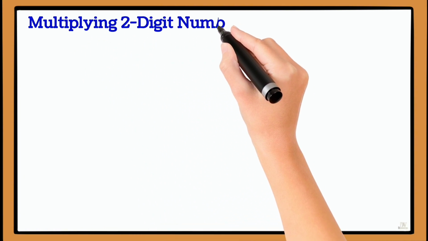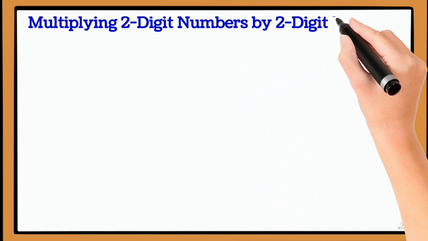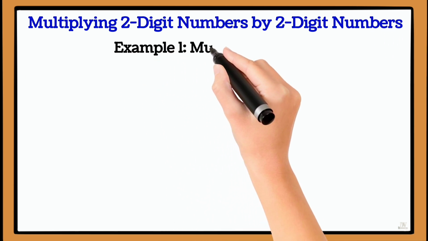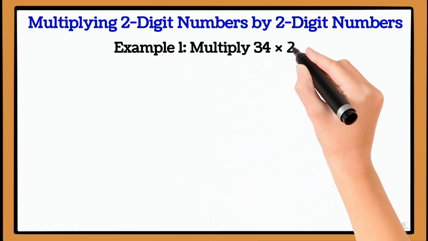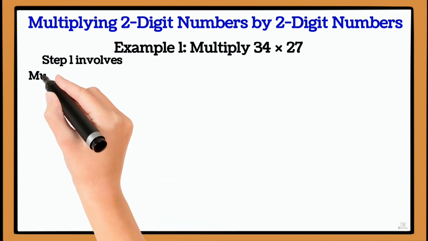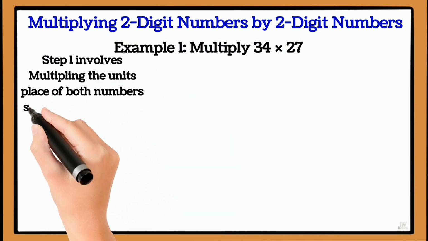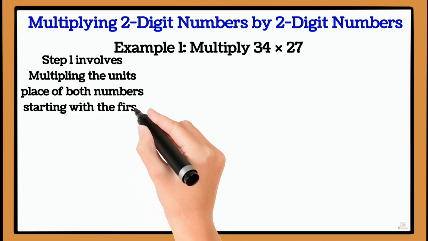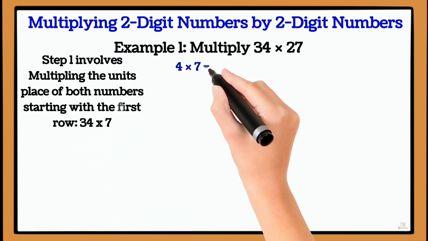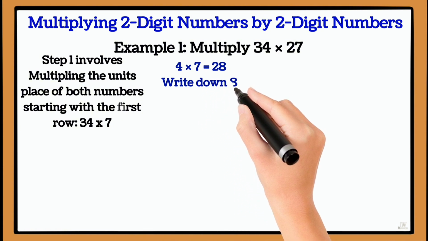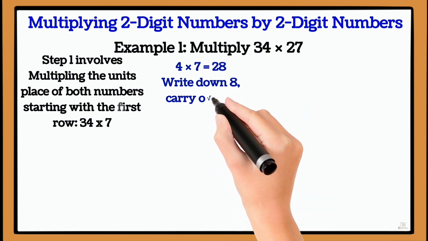Multiplying 2-digit numbers by 2-digit numbers. Example 1, multiply 34 by 27. Step 1 involves multiplying the units place of both numbers starting with the first row, 34 by 7. 4 times 7 is equal to 28, write down 8, carry over 2.